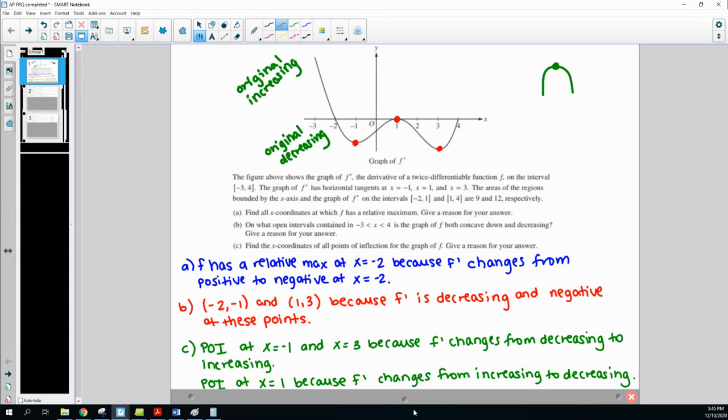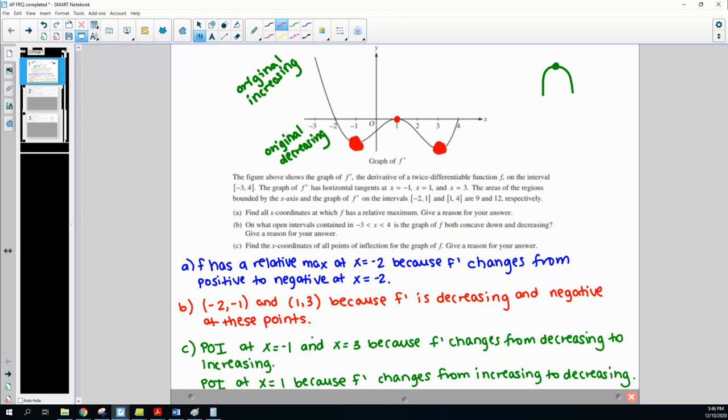Okay, so the point of inflection, when you're giving your reason for your answer, you'll see I broke this into two different pieces because the explanations were a little bit different. So I have a point of inflection at x equals -1, so that's this one, and at x equals 3. And notice that I lumped these two together because they both were relative minimums on my derivative graph. So I'm saying that there are points of inflection because f prime changes from decreasing to increasing, meaning that the slope changes from negative to positive.